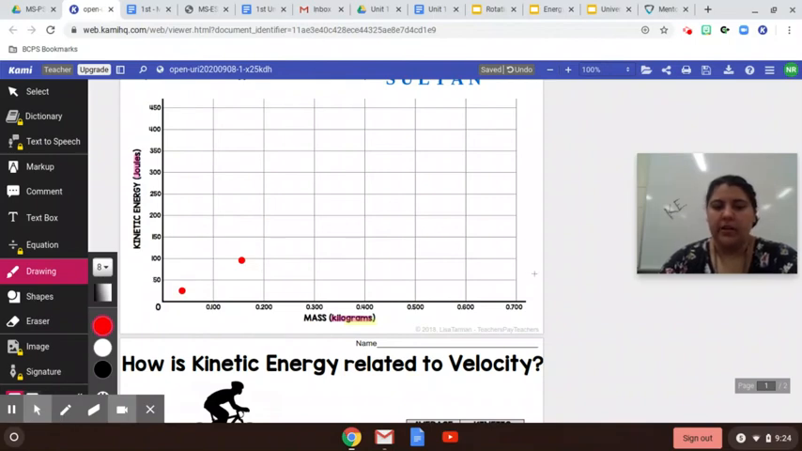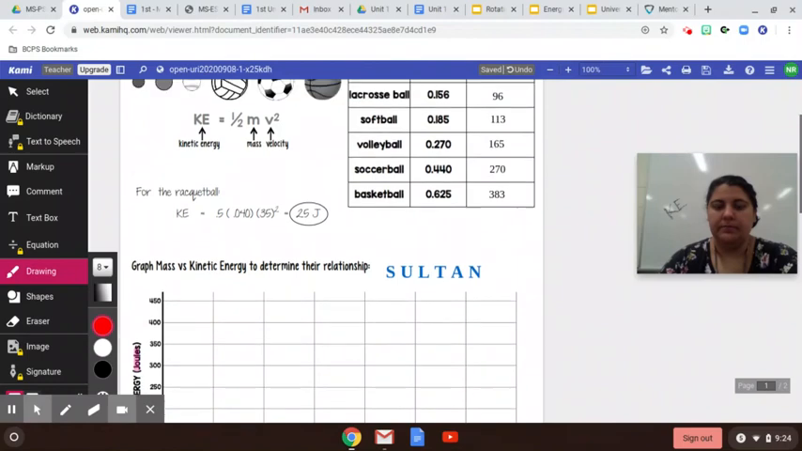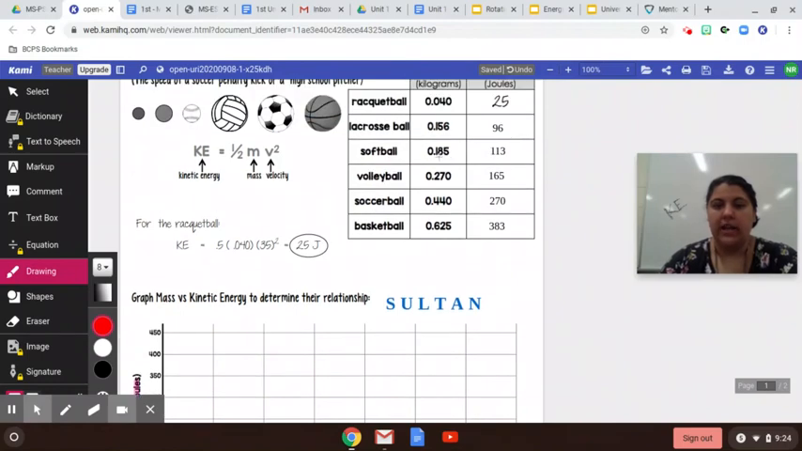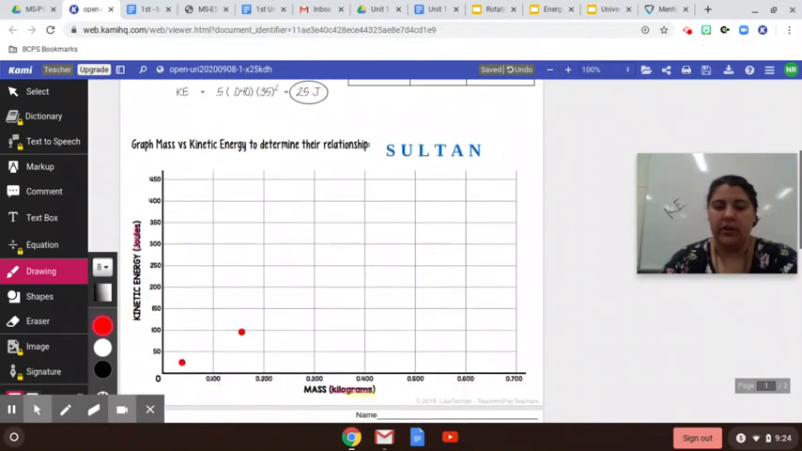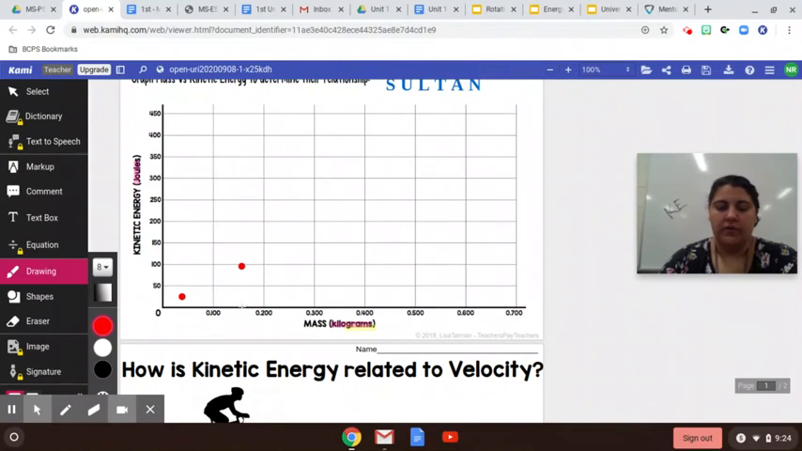Okay, so now let's look at the next one. Next one we have 0.185 with 113 joules. Okay, 0.185 kilograms. So if this was 0.156, 0.185 is going to be kind of more around here. Okay, and we have 113. So I'm going to say it's going to be right about here. It's a little bit above 100.